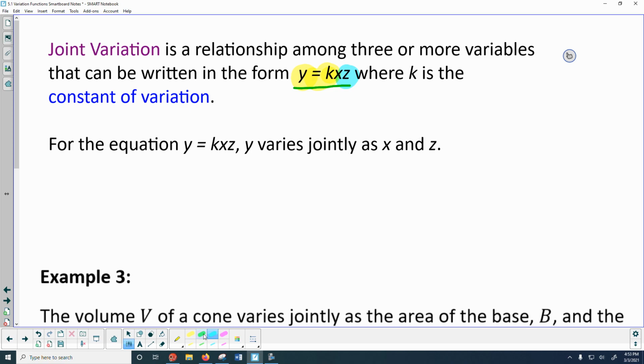Again, k is the constant of variation. It's the value that once you find it, it will not change. It stays the same. In here we're not going to graph these, we'll just use them in word problems.